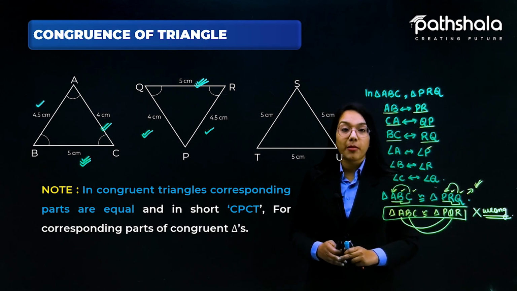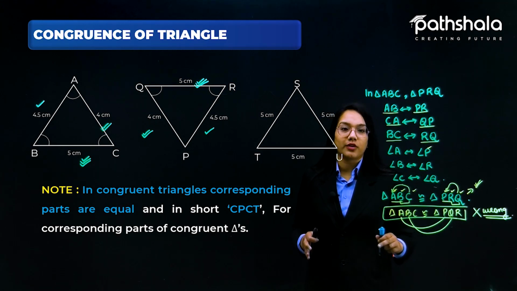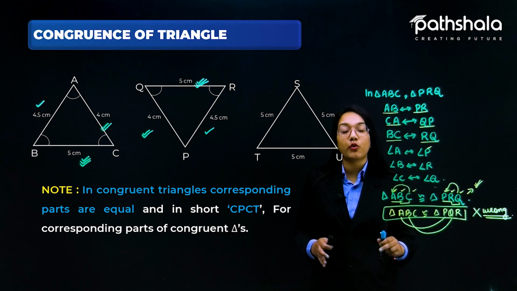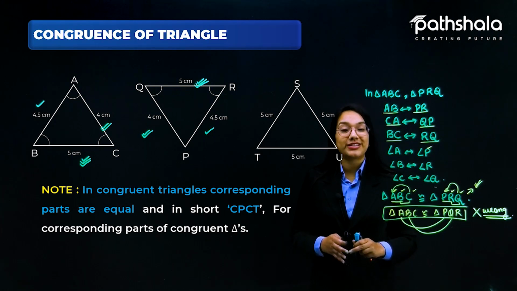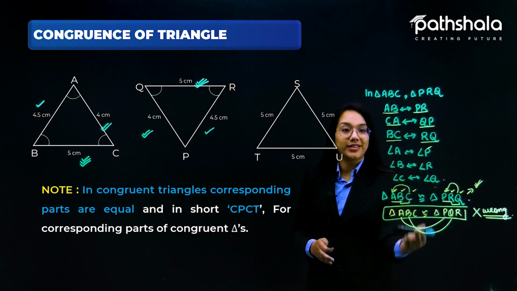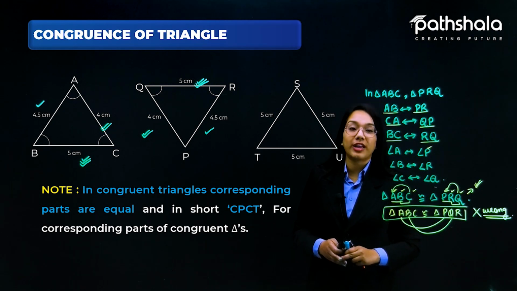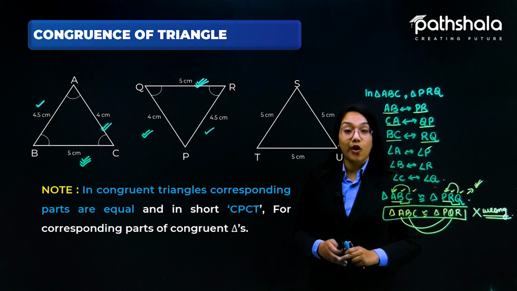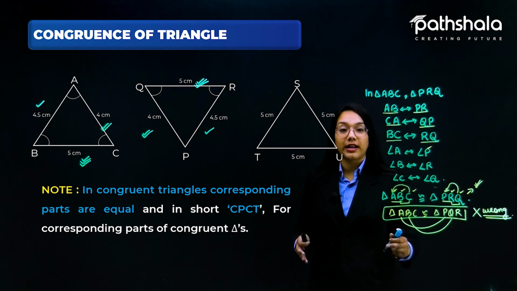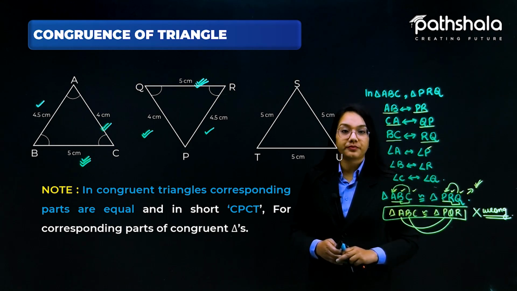So this is all about the basic congruence of triangles, in which we have discussed how we can represent two congruent triangles in such a manner, and we have seen how we can say that two triangles are congruent to each other, and what the criteria related to it are.